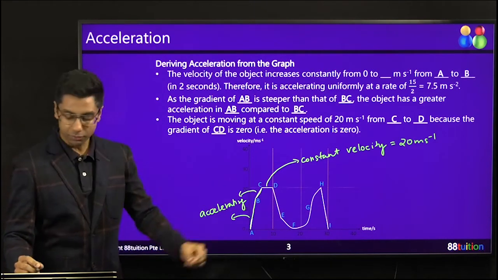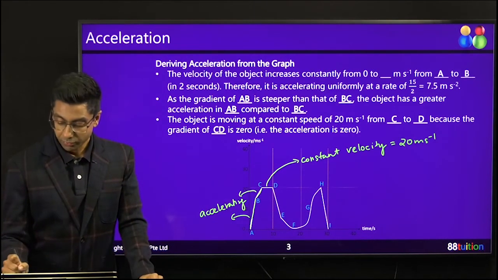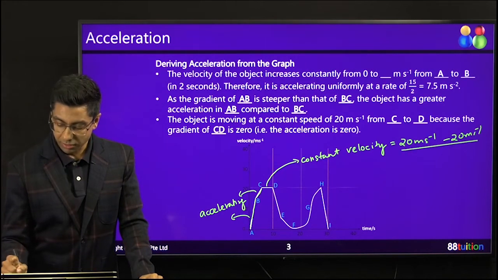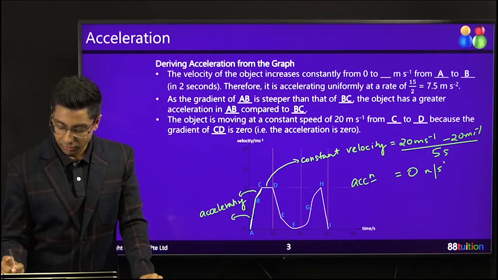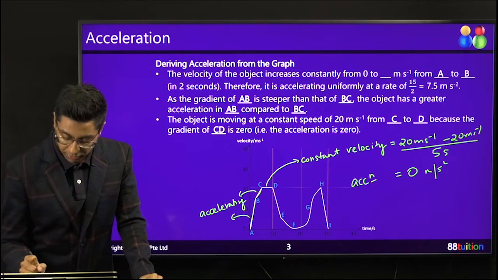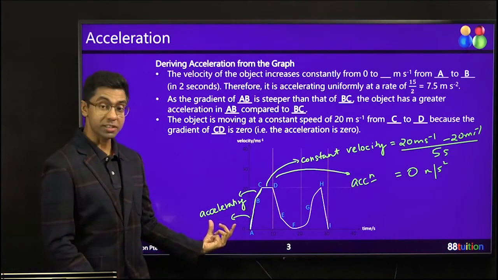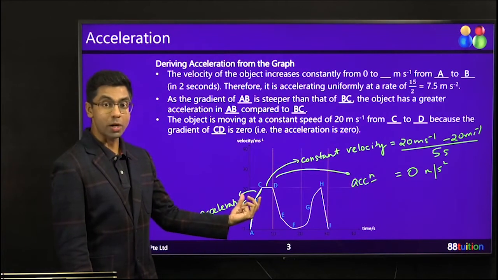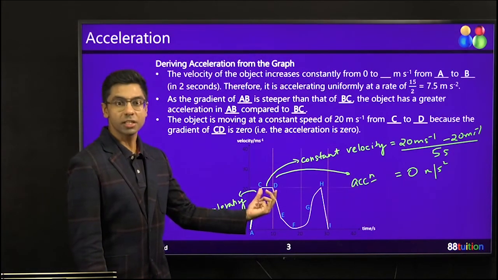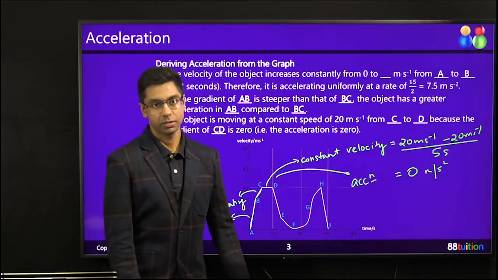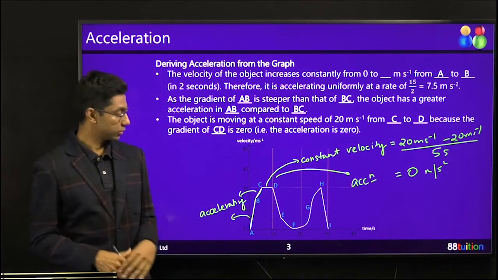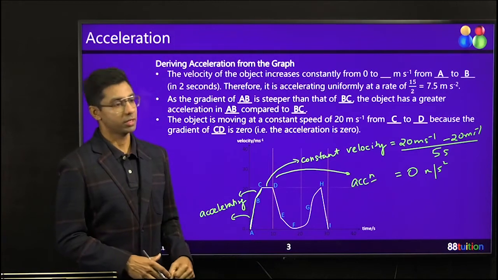And then here, constant velocity means 20 minus 20 over the time taken, which is 5 seconds. It still gives you zero. So acceleration is actually 0 meters per second squared. Can you see? So here, acceleration is 0. That's a difference. Here the acceleration was 7.5. Here the acceleration was 1 point something. Here the acceleration is 0. So it's not accelerating because he's going at constant speed. So these are the three segments we have covered already, up to D.